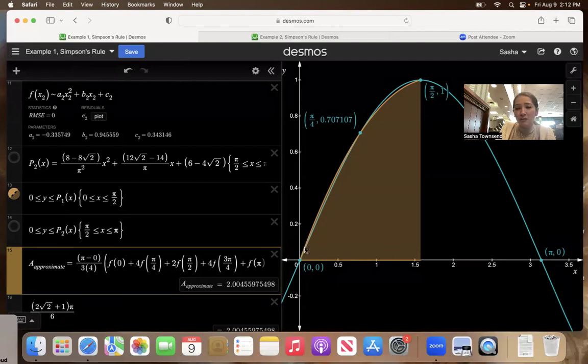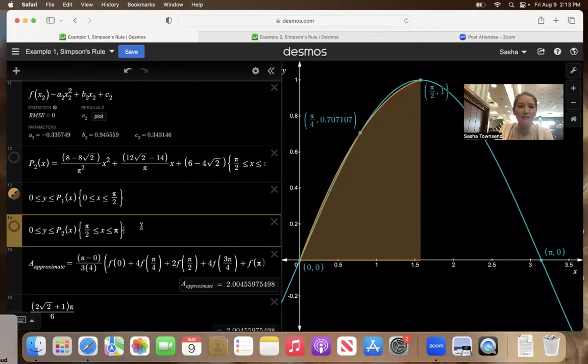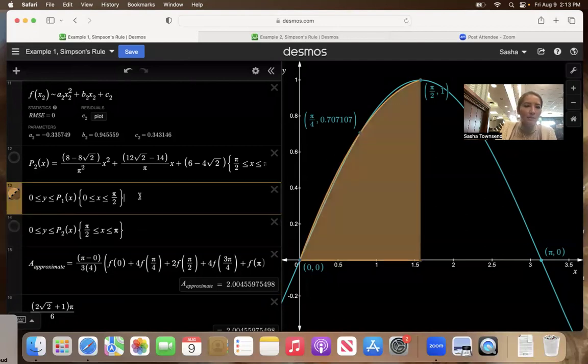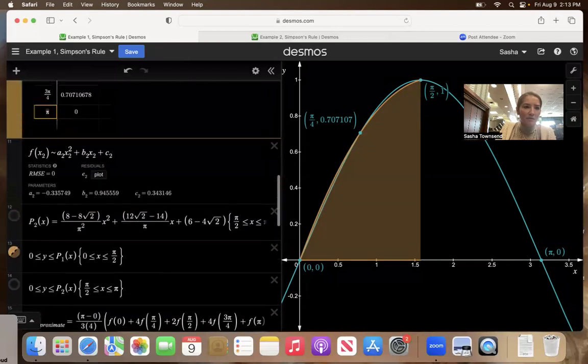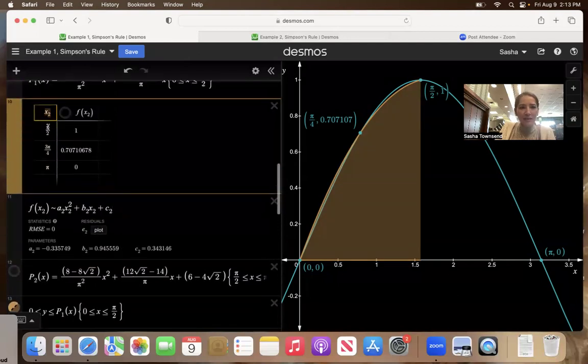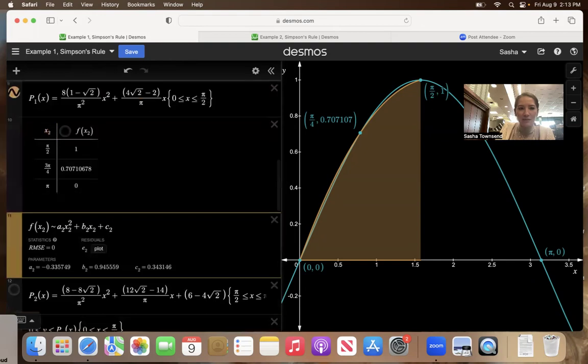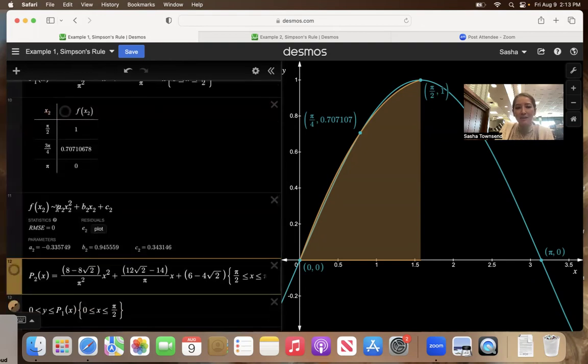And we're actually using the original function values because we required our polynomial to pass through those points. You can do the same thing on the second subinterval. I just typed in the second set of x values, pi over 2, 3 pi over 4, and pi. Then I had Desmos calculate the coefficients. I had to use some different labels.